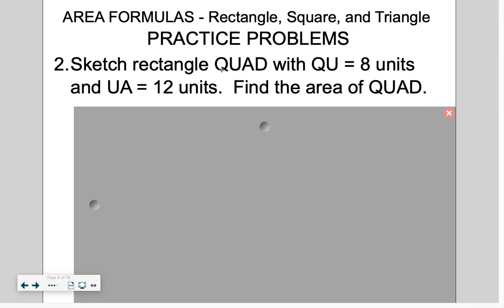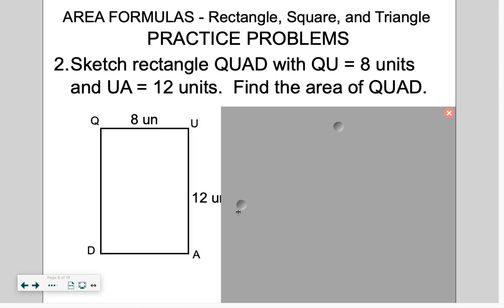Doesn't matter where you start as far as what point you label with what, as long as Q connects to U to A to D, and D back to Q. So as far as my sketch, here's why I chose to draw it. Again, it's definitely not to scale. That's okay. It's just a sketch for the sake of doing the problem. You don't have to be perfect.